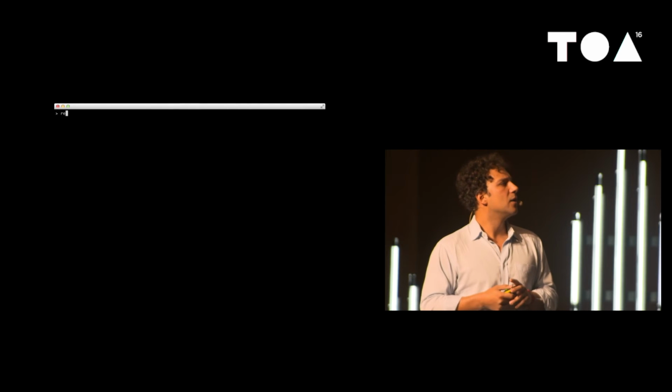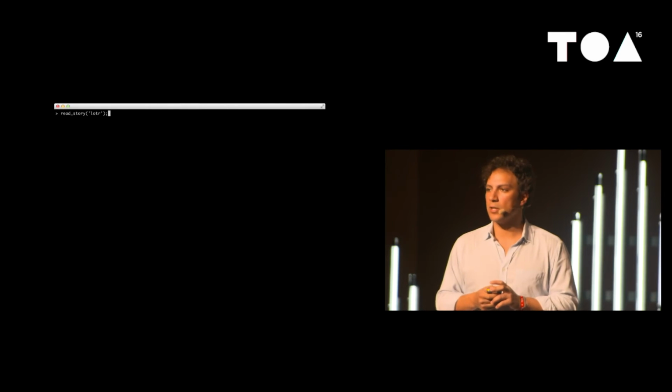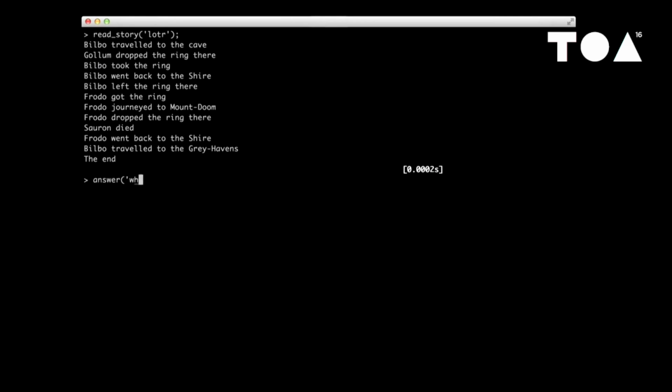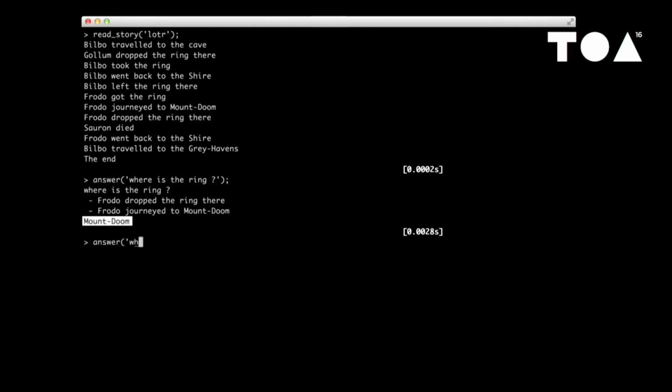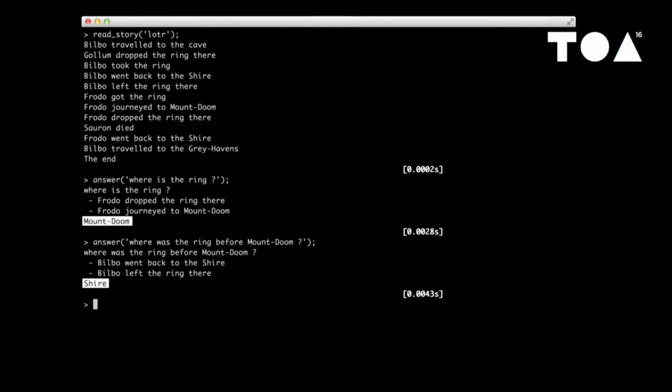Here's a system that uses recurrent networks to read a story, in this case a much simplified version of The Lord of the Rings. If you haven't seen The Lord of the Rings or read the books, avert your eyes because there are spoilers involved here. But the network can then take questions, remember the context from the text that it read, and answer questions about it. So this is something we call baby text.